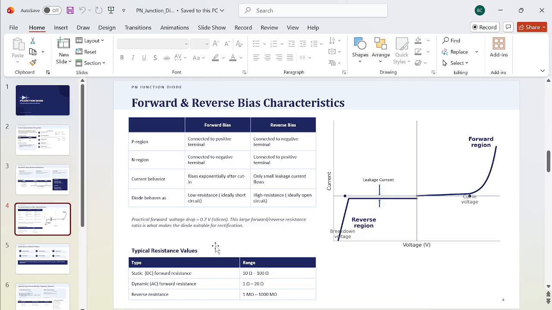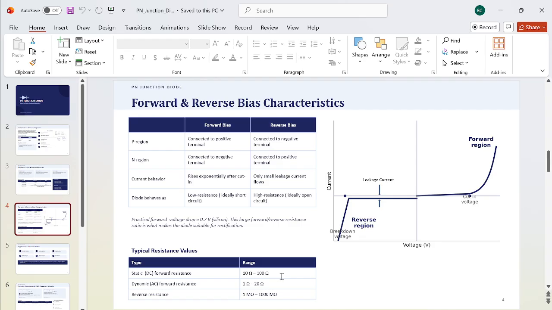Now here I have shown the resistance values. Here you can see that dynamic or AC resistance you can calculate, as well as you can also calculate the static or DC resistance. So under forward bias you can see that static or DC resistance is of the order of 10 to 100 ohms, whereas dynamic or AC resistance is of the order of 1 to 20 ohms. So you can see that AC resistance of the diode under forward bias is relatively smaller than the DC resistance under forward bias.